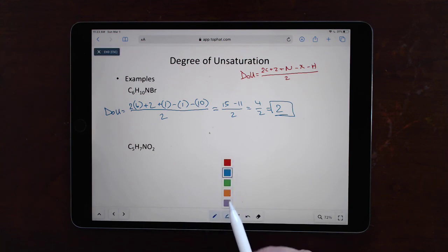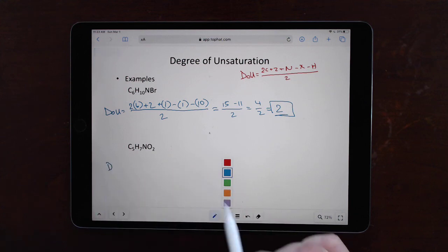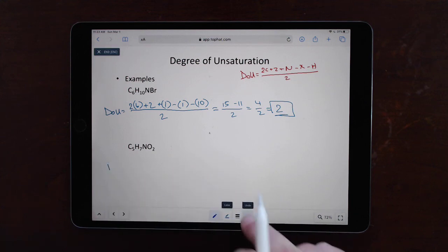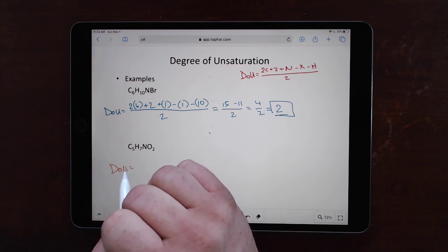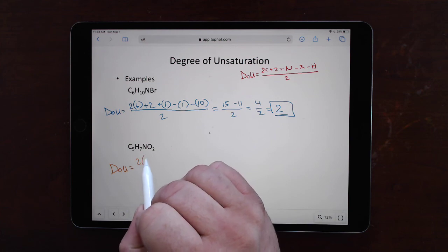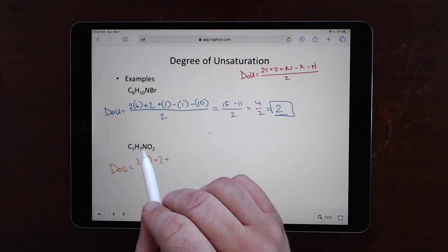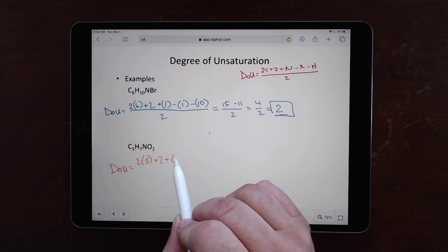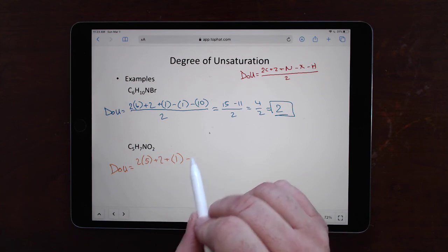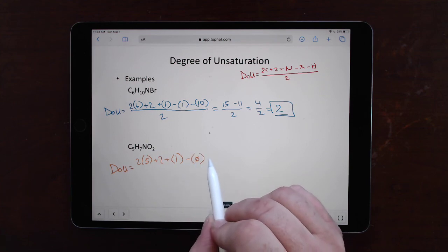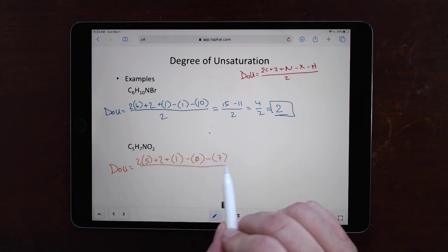So if we're going to do, say, this one, the DOU, let's do an orange, is 2 times the number of carbons, so 5 plus 2, nitrogens, so 1, minus halides. We don't have any halides, so it's 0. Minus the number of hydrogens, which is 7, all divided by 2.